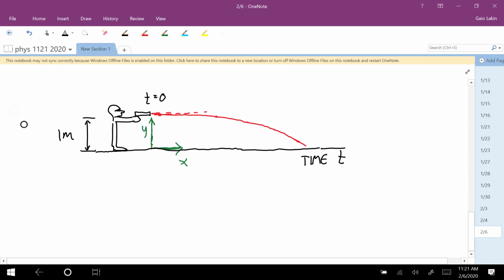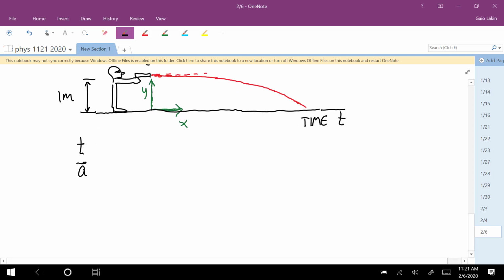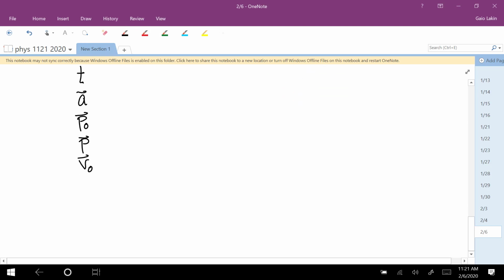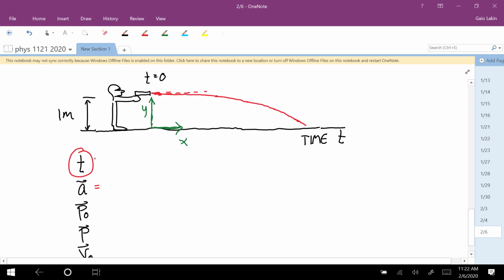And let's think about the variables. So there's t, acceleration vector, initial position, position at time t, initial velocity, and velocity at time t. Time is what we're trying to calculate. We don't know it yet. Acceleration is straight down, so that's going to be in the negative y direction with our coordinate system.